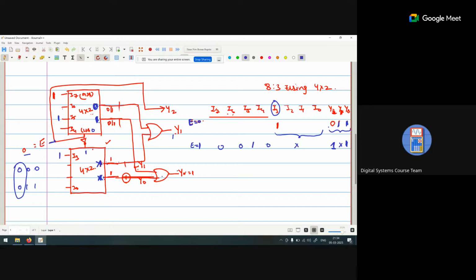And for 4 to 7, 4 is 100 to 111. So the MSB is 1. So what should I do? I directly connected the higher MSB with the enable.